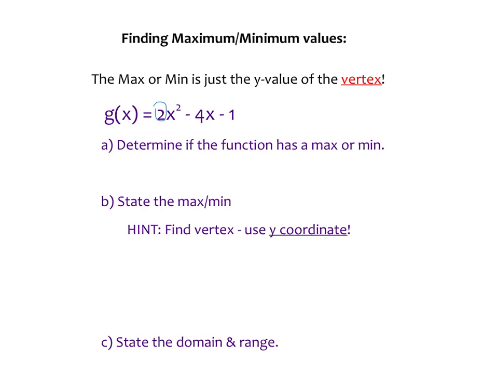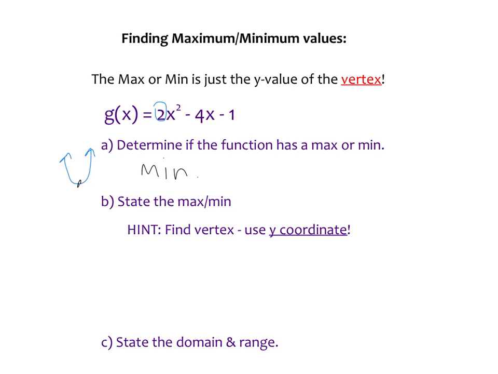If a is less than 0, so that number in front of x squared is less than 0, our parabola will open downward and we'll have a maximum. Here it is 2, and 2 is greater than 0, so we have a parabola that opens upward. Therefore, the lowest point of this parabola means that we have a minimum.